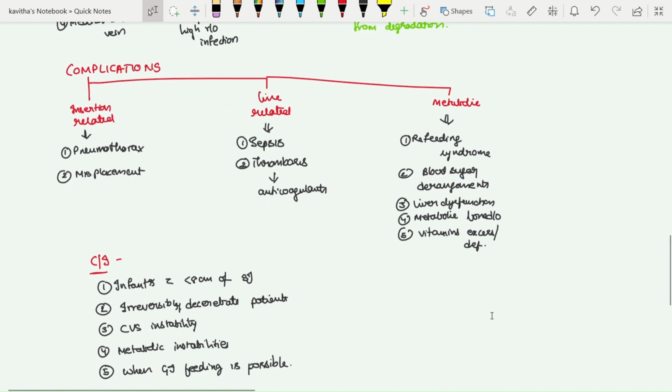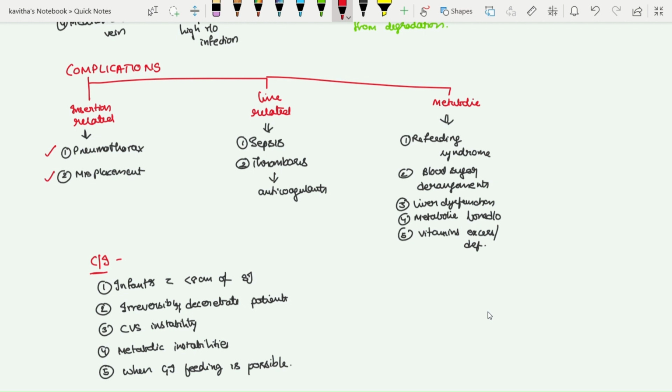Complications. There are insertion related complications, line related complications, and metabolic complications. For insertion related, there are two: pneumothorax and misplacement. Pneumothorax is most common after insertion of subclavian lines.